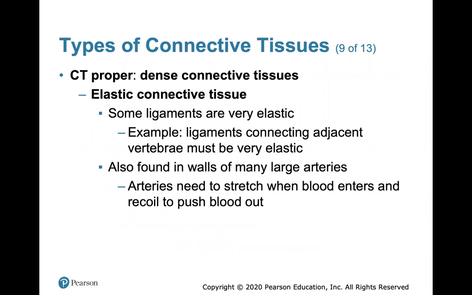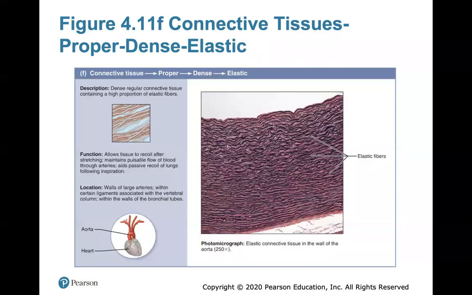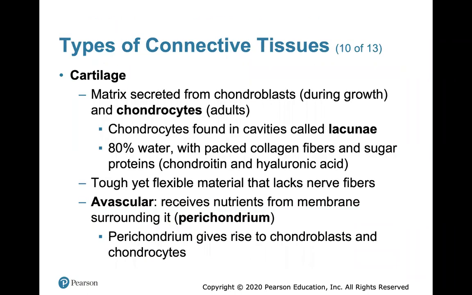Elastic connective tissue is found in the walls of many large arteries. The arteries need to stretch when blood enters and recoil to push blood out. So you'll see elastic connective tissue. Again, it's a type of dense connective tissue. And the best way I can describe elastic connective tissue is the elastic fibers that make it up look kind of like layers of lasagna underneath a microscope.